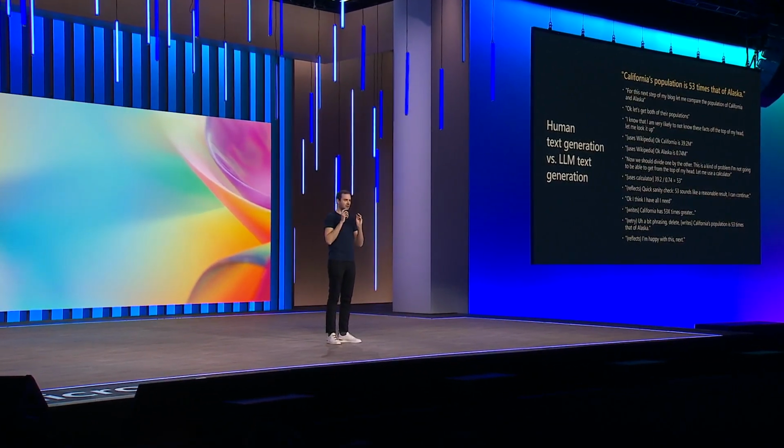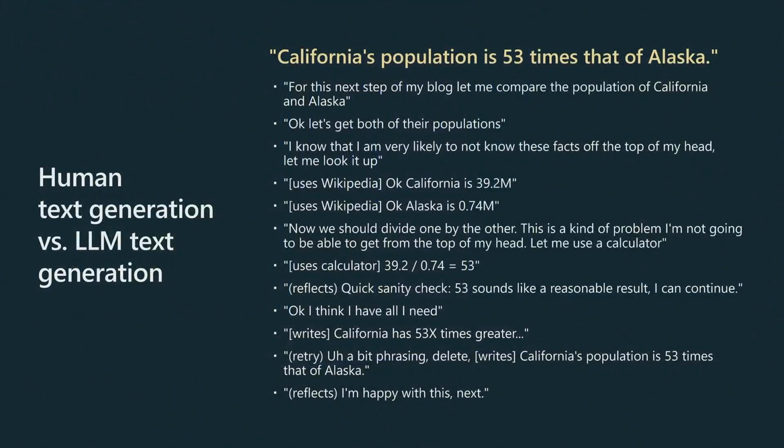Let's say that you are working on an article or a blog post, and you're going to write this sentence at the end: California's population is 53 times that of Alaska. For some reason, you want to compare the populations of these 2 states. Think about the rich internal monologue and tool use and how much work actually goes on computationally in your brain to generate this one final sentence. So here's maybe what that could look like in your brain.